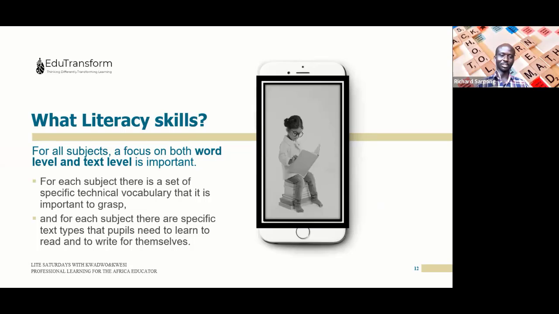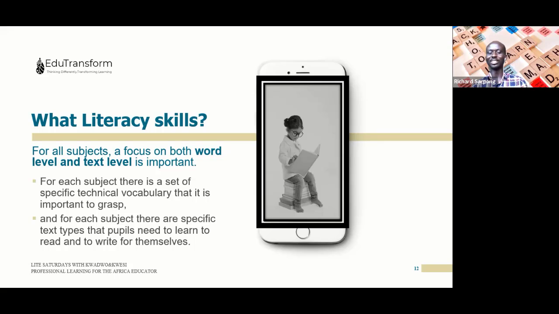Look at the literacy skills. So with literacy skills, we're looking at word level and text level skills. When I talk about word level skills, in every subject, there are a set of specific technical vocabulary or language of that subject. So I'm more of an economic geography person, right? So you hear words like demand in economics, supply, which is a common thing that people know. You hear things like interest rate, inflation. These are technical vocabularies that students need to comprehend.